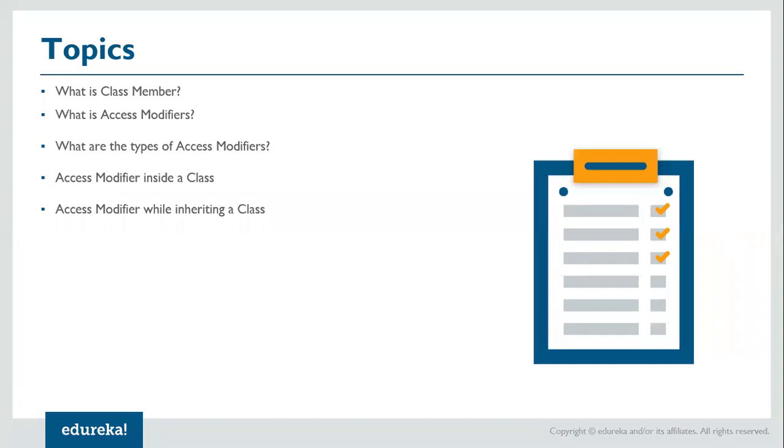The topics that we are going to cover are: what is a class member? Then we will look at what is an access modifier. Then we'll look at what are the types of access modifiers. Then access modifier inside a class and access modifier while inheriting a class. So we shall look at this topic one by one.